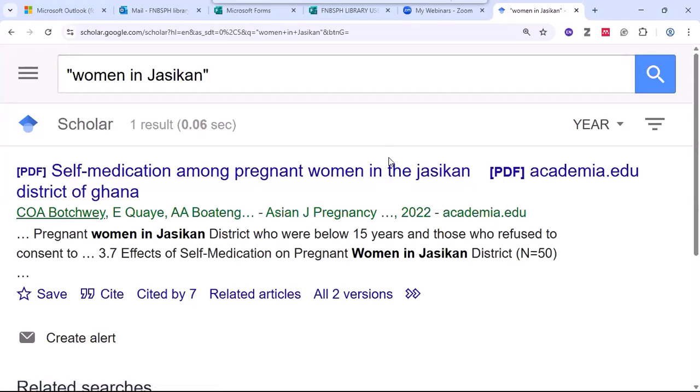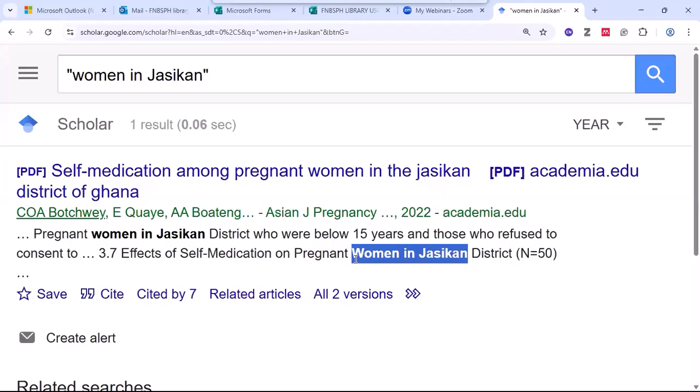You see the article there in the title. Come down to the abstract and see. Pregnant women in Jessica. Do we have our women in Jessica or not? We have it. Excellent. Very good. District, who were below 15 years and those who refused to consent, and so on. Then it continues, 3.7, I'm sure that's the chapter or section thing. Effects of self-medication on pregnant women in Jessica. Have you seen all of that? So you see that it brings back exactly what you have searched. Nothing more, nothing less. All right?